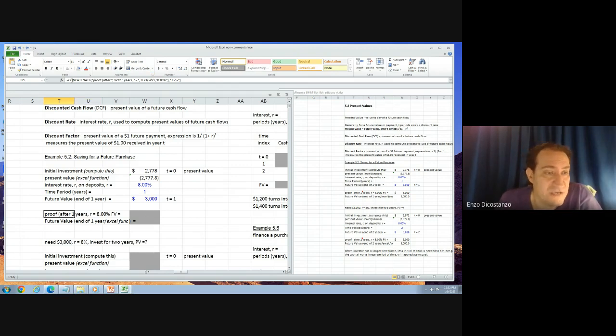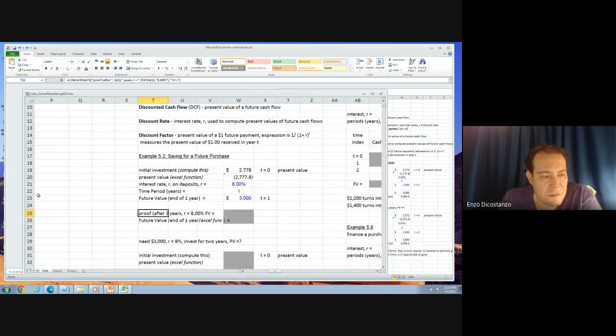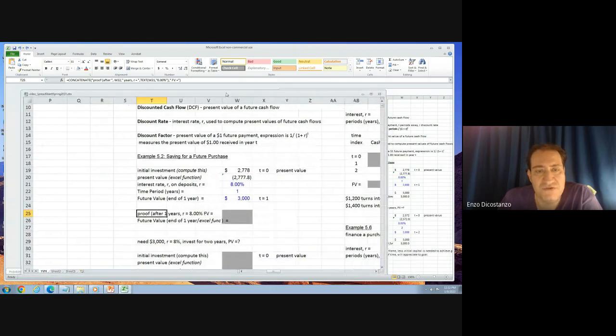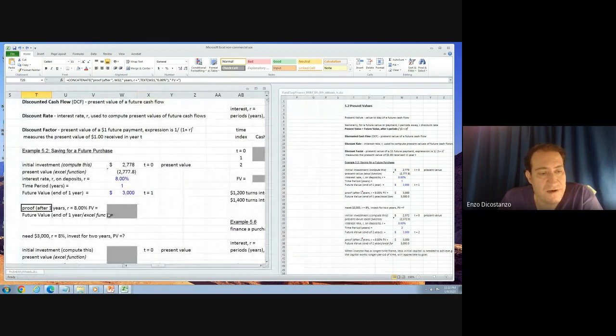So it says equal concatenate, and then there's an overall parenthesis. Anything in quotes is just text as is. The W22 is the 1 year, right? This is the 1 year. Yeah, the 22 is the 1 year. Okay. The 21 is the 8%. And then it says text, and then there's more quotes here for the formatting.